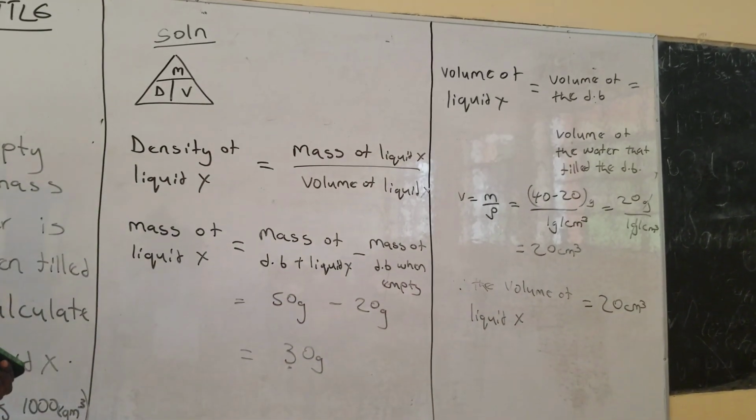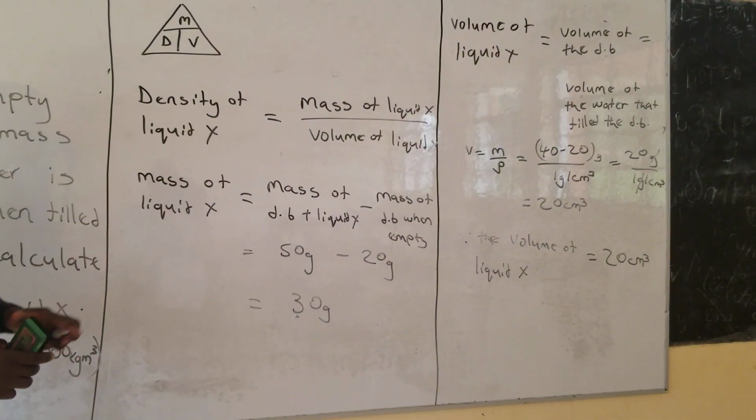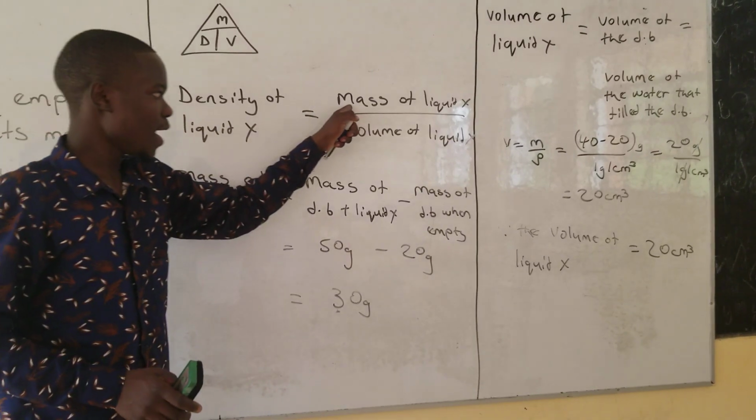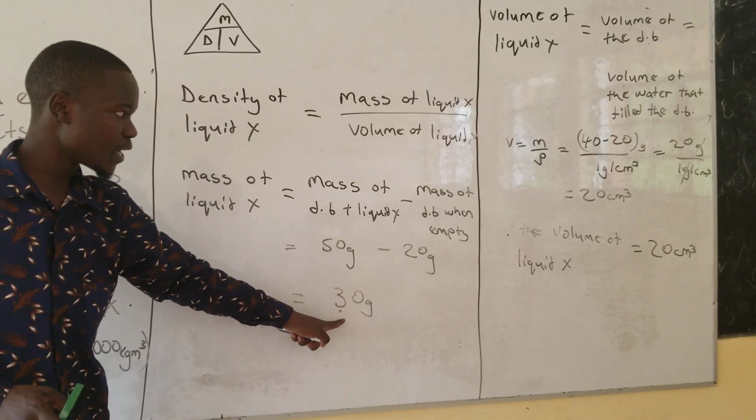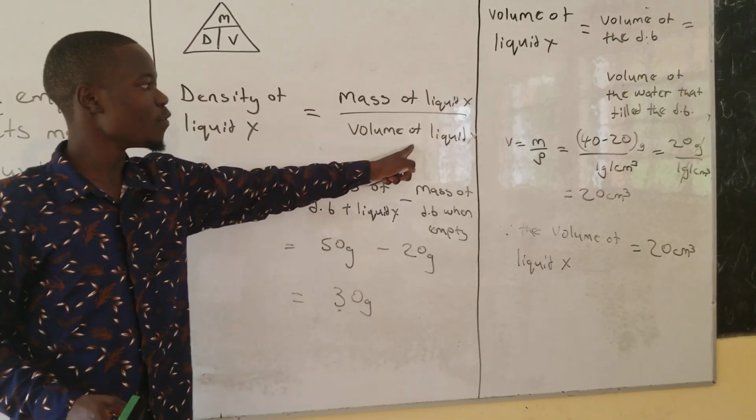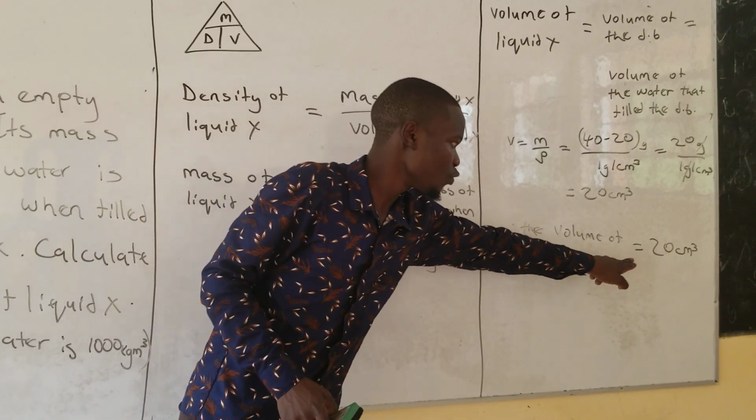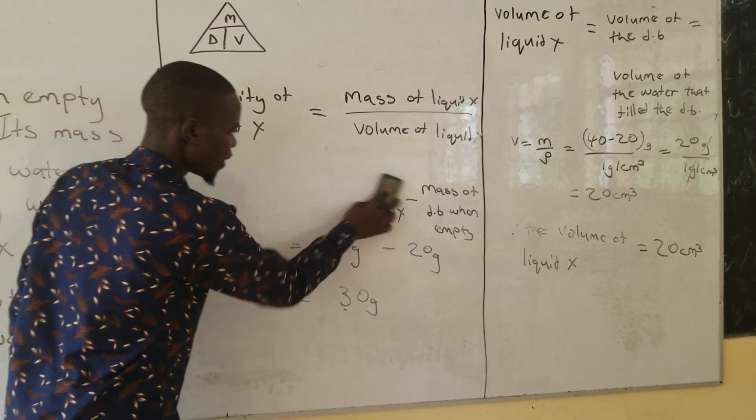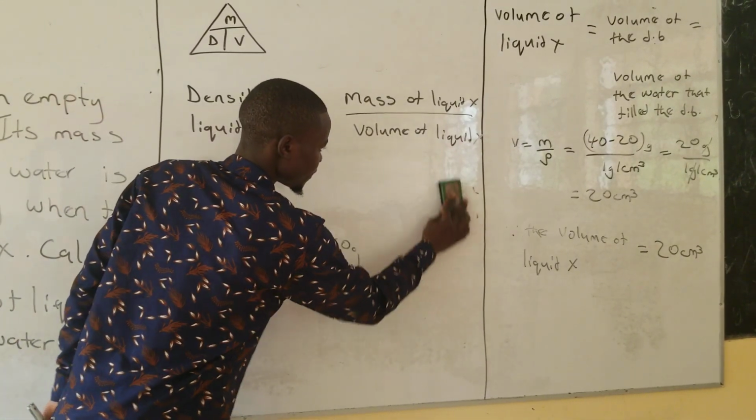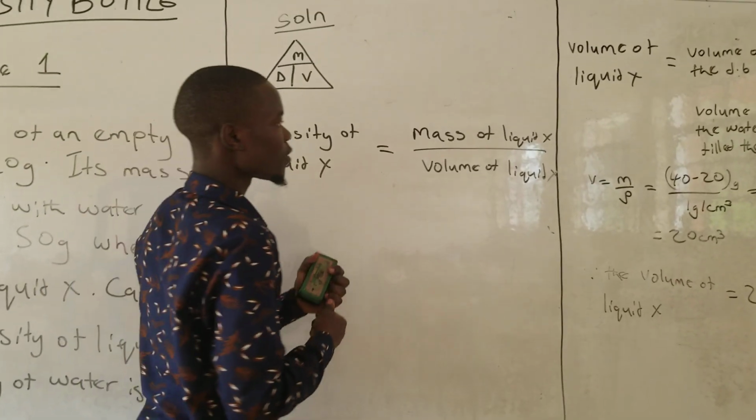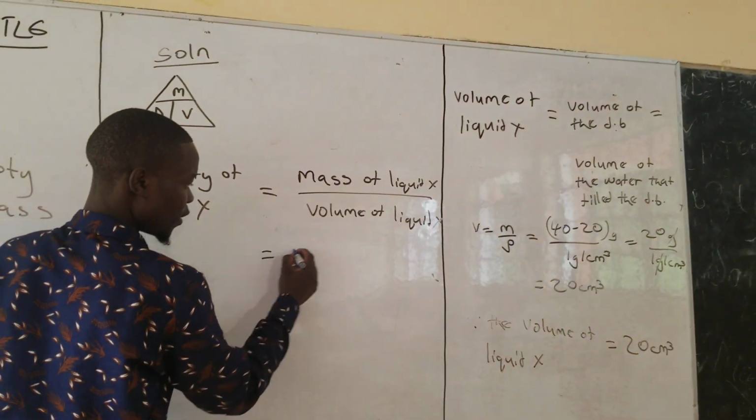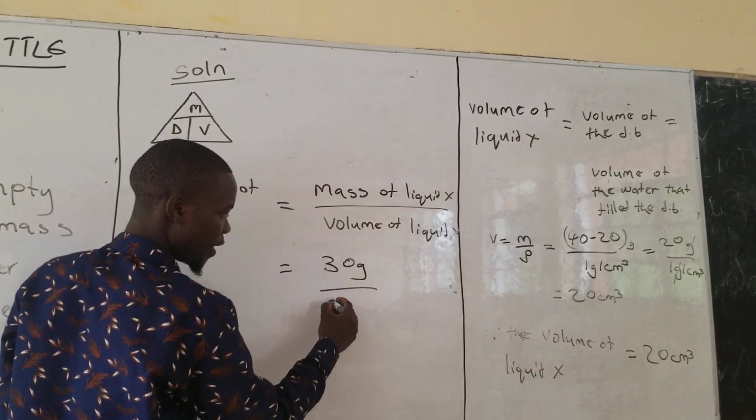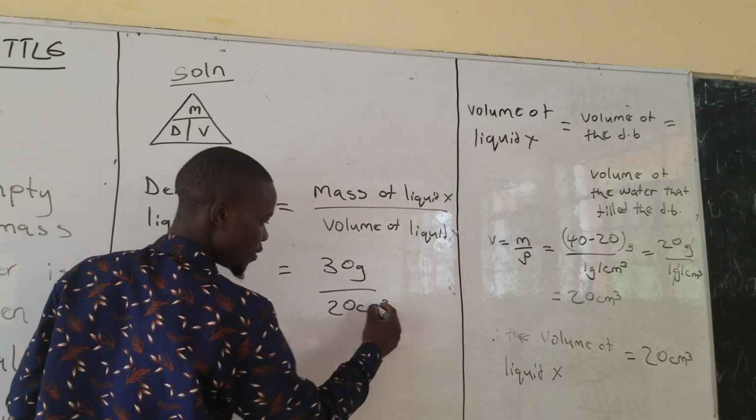Now I can come here again. I wanted to get the density of liquid X. Mass of liquid X that I had gotten to be 30 grams, and I also have the volume of liquid X that I have now gotten to be 20 cubic centimeters. Now let me get the density of liquid X. Let me clear this part. I take the mass of liquid X that we had gotten to be 30 grams. Then I divide by the volume of liquid X, that is 20 cubic centimeters.